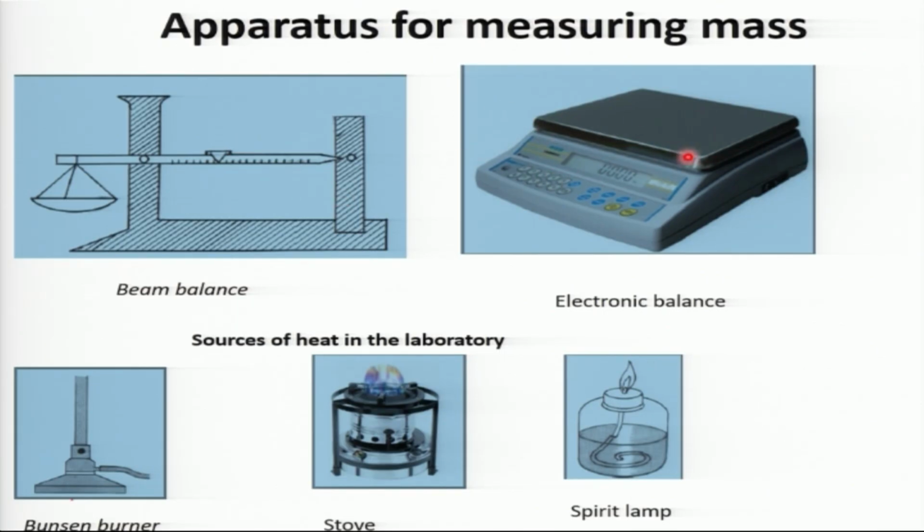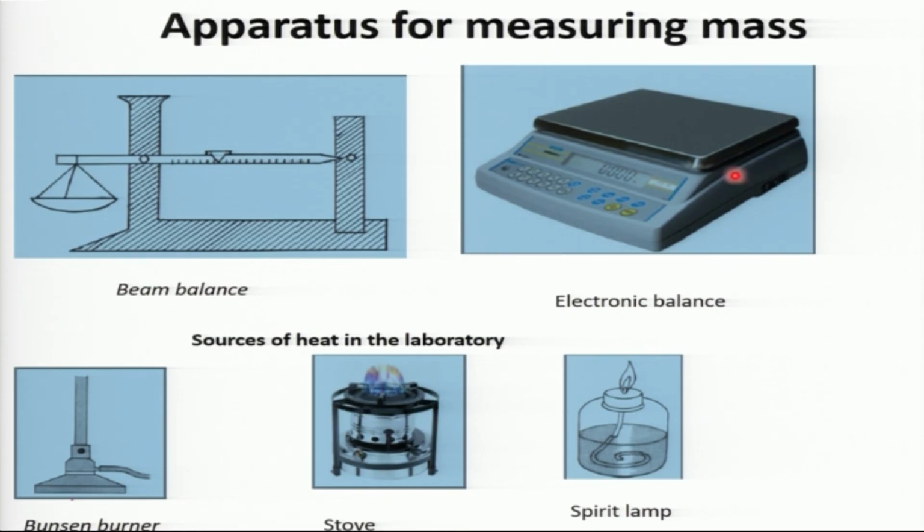They're also among the apparatus we need to find in the lab, because in the lab, we weigh substances. We don't just put substances the way we want. We need to first weigh them to know their weight. All right? So these are the substances we use for weighing.